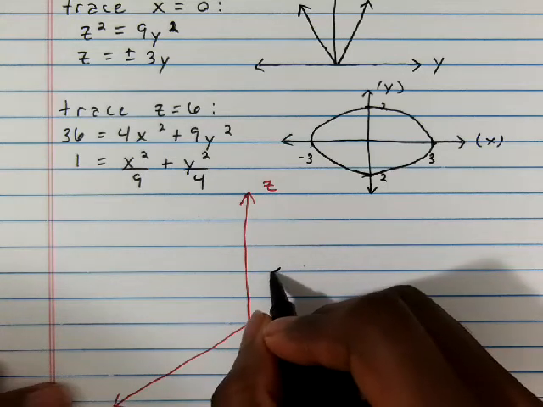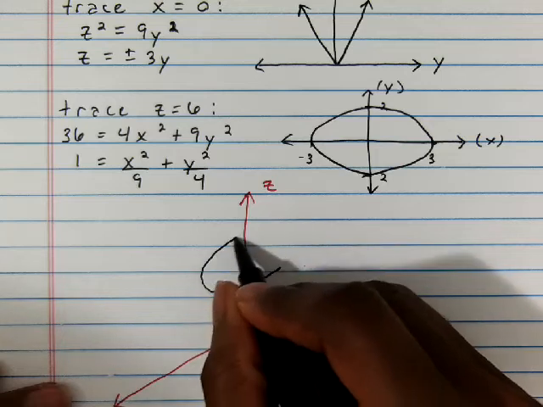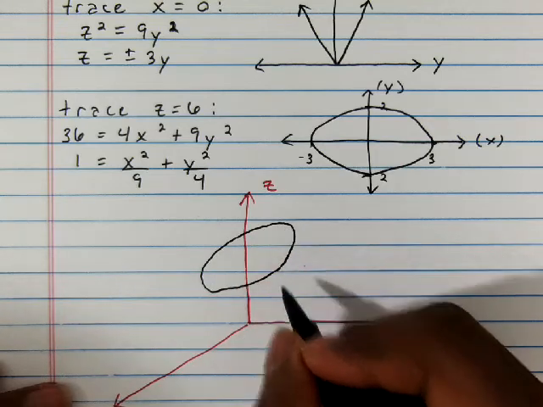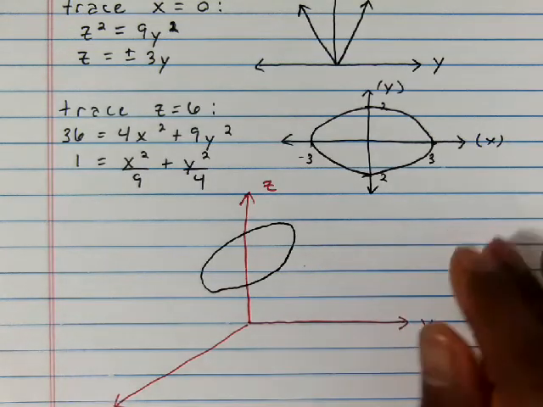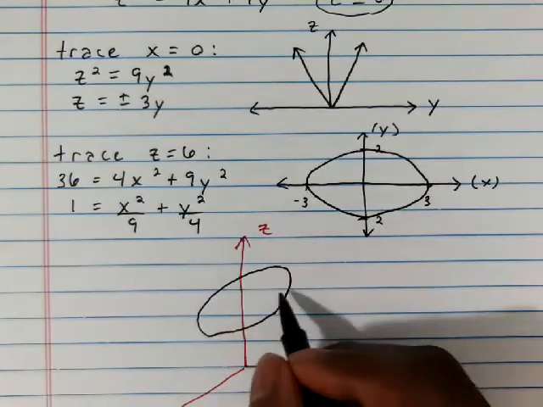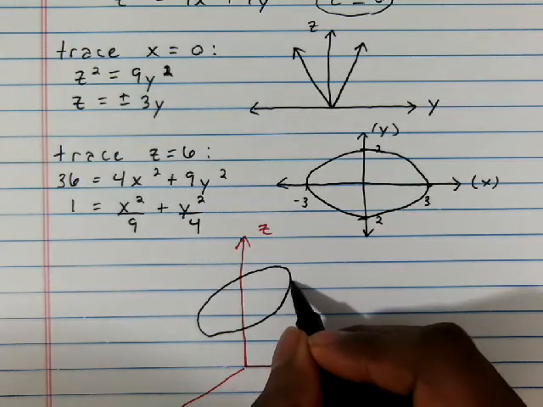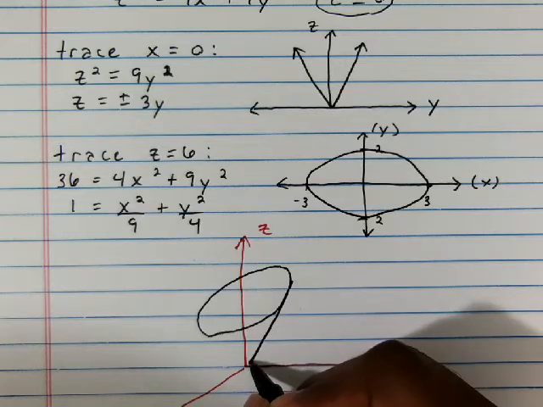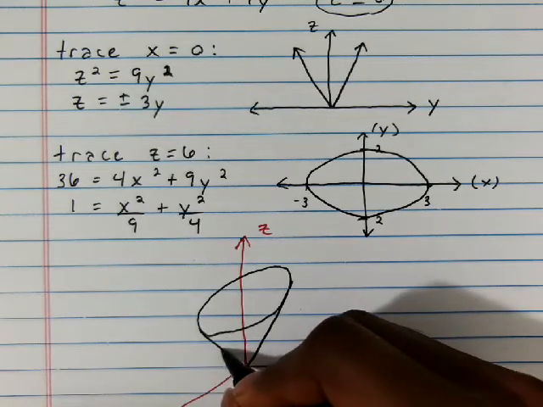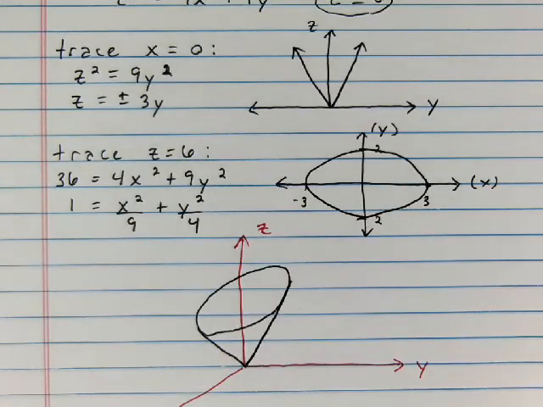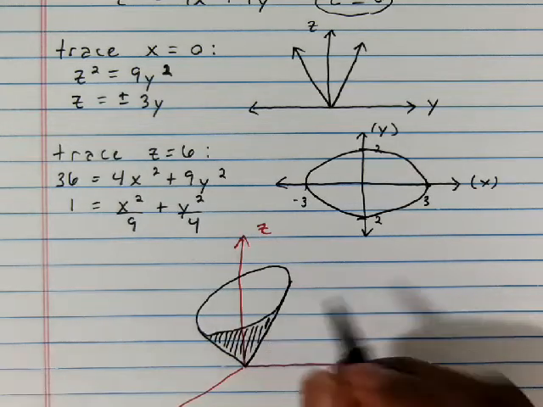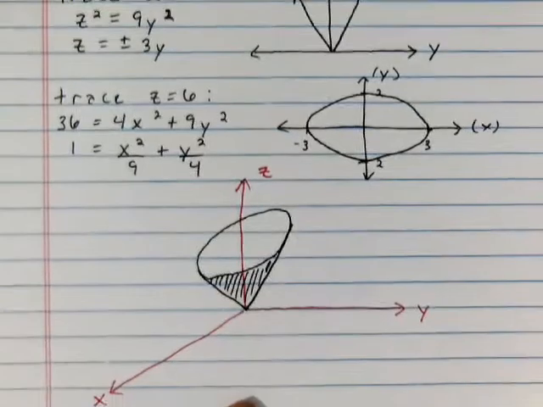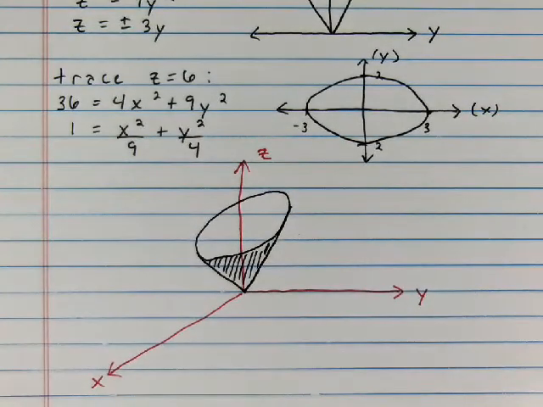So we have, say something like that at x equals 6. All right, so now we can kind of see where this is going to come in the yz plane. So we would have that there and that there. And then we'll just shade this in. And that will be our 3-dimensional image that we got from using those traces.